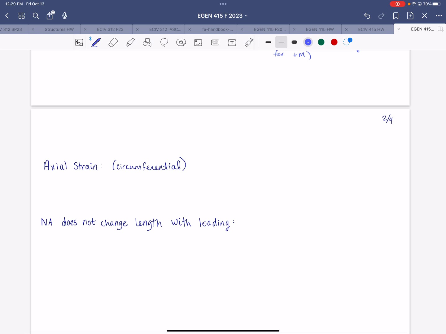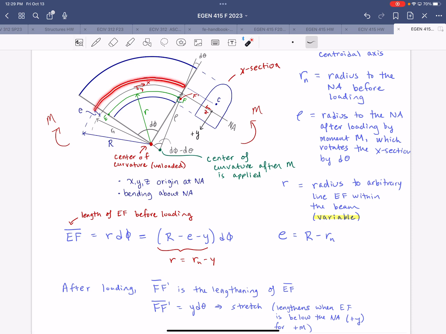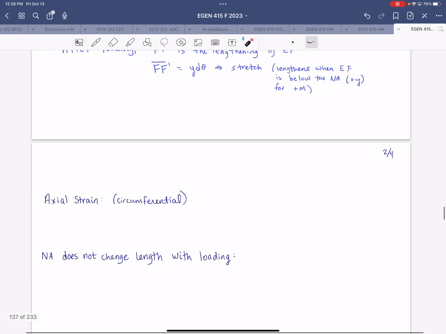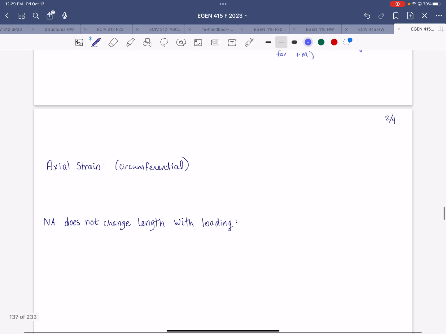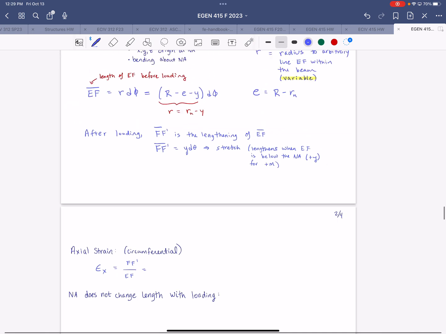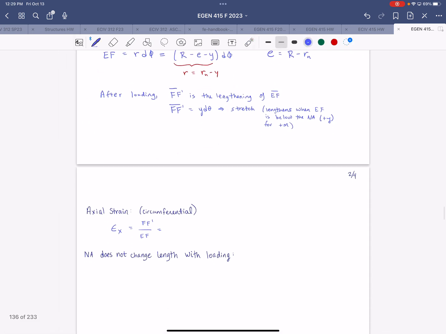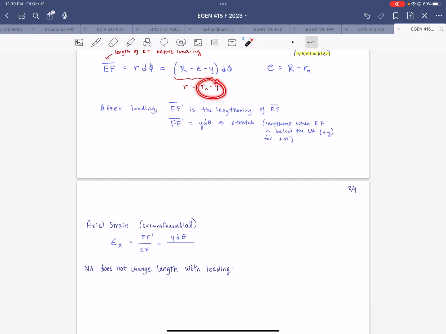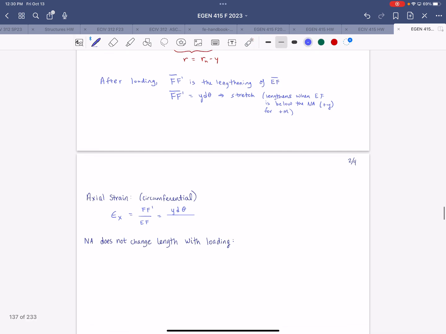All right, so now we'll think about the axial strain. The axial direction is now curved, so since we're dealing with circular curvature specifically, it's going to be a circumferential axial strain. We can begin by defining it as FF prime divided by EF, the change in length divided by the original length. Substituting in our definitions from the previous page, we have y d theta for FF prime, and for EF, plugging in Rn minus y, a little bit more convenient form, times d phi.